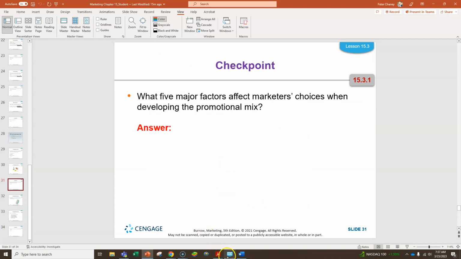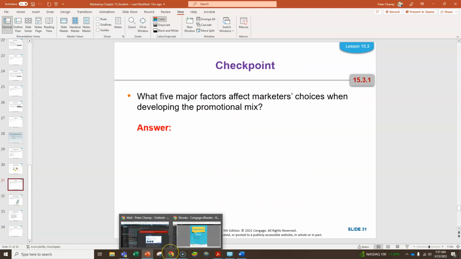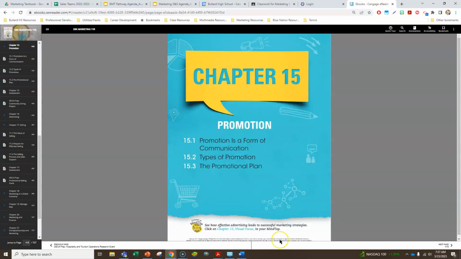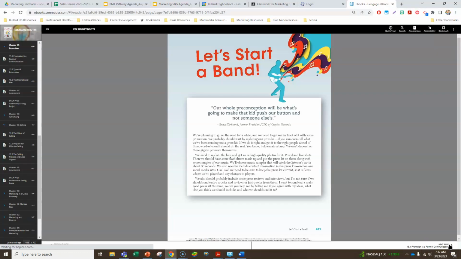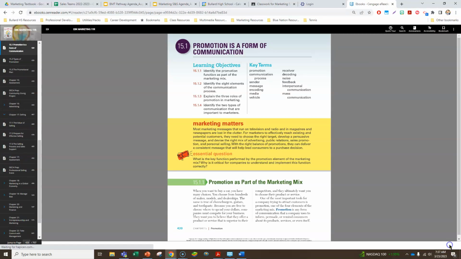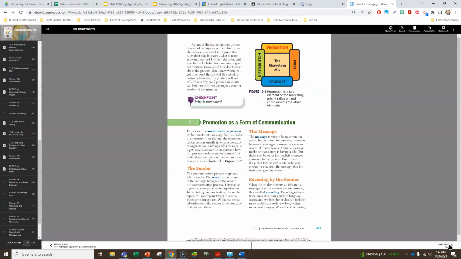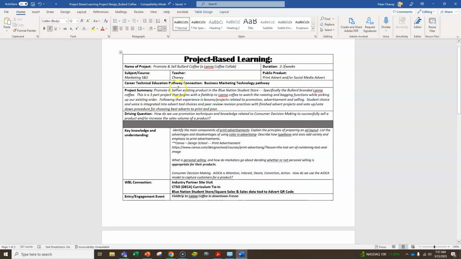So use the textbook. You have your paper copies there. I've got my digital copy here. This is actually something I can share, I believe, which I might. Answering the questions in between all of those chapter sections will help you study for the precision exam while at the same time getting us ready for our project-based learning project with Lana Coffee.